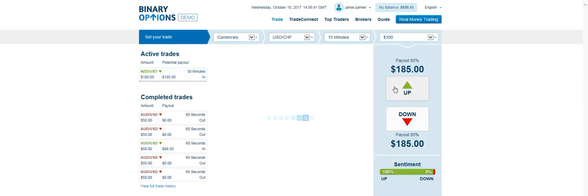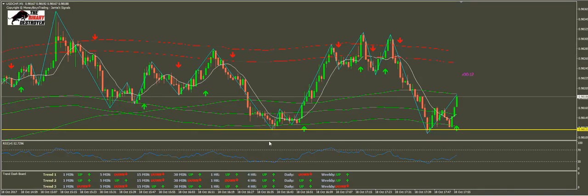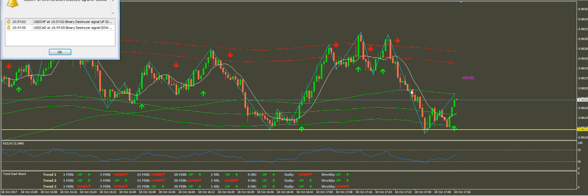USD Chef, 15-minute trade in. Why did I take that for 15 minutes? Simple. I'm counting the bands. You see how the price is in the top band here? It took 1, 2, 3, 4, 5, 6, 7, 8, 9, 10, 11, 12, 13, 14, 15 minutes for the price to go from there to there. So I'm looking at a 15-minute trade.